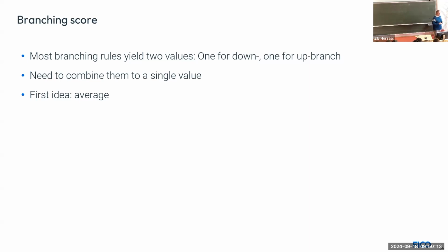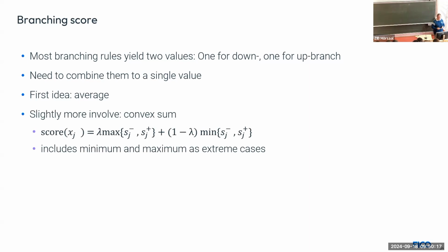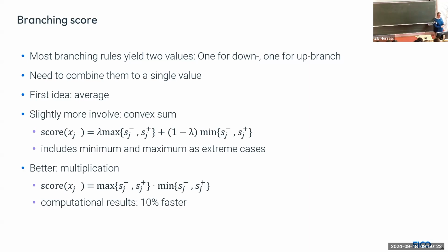40-something years of MIP solving software, and then in between they realized that you might take a convex sum, giving some more emphasis to the max or the min, and then after 40 years they realized that multiplying them, taking a geometric mean instead of an arithmetic mean, makes solvers about 10% faster. Fascinating insight message here: a single character code change in your code can make an improvement that today MIP teams dream about.